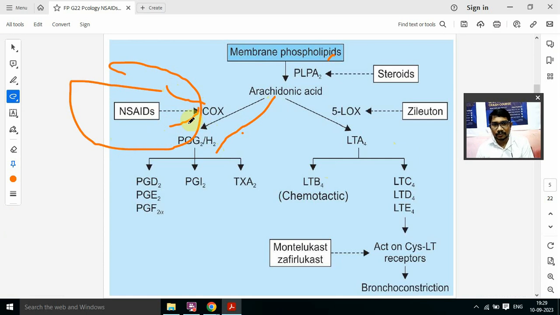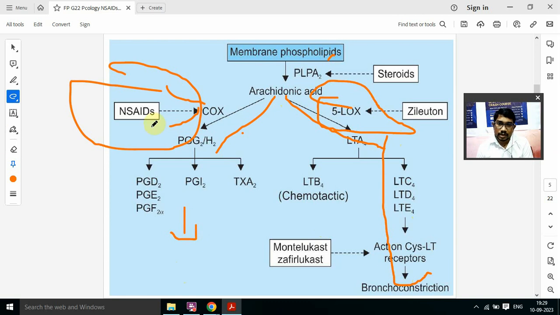But remember, NSAIDs will inhibit the cyclooxygenase pathway. Okay. Now, because this pathway is responsible for the pain and inflammation. ये यहाँ पे क्या होगा, pain होगा, inflammation होगा, swelling होगा. Okay? Now in this pathway, arachidonic acid is converted to leukotrienes by the LOX pathway, lipoxygenase pathway, and leukotrienes cause the bronchoconstriction and asthma.